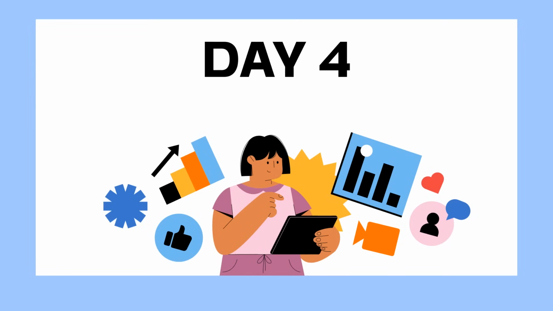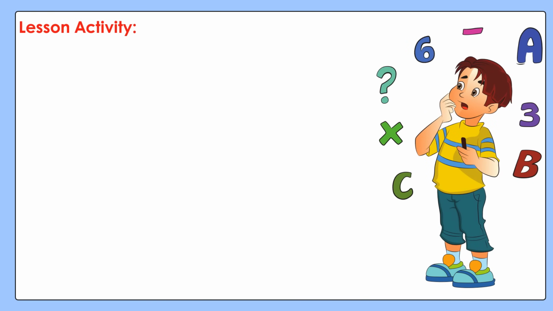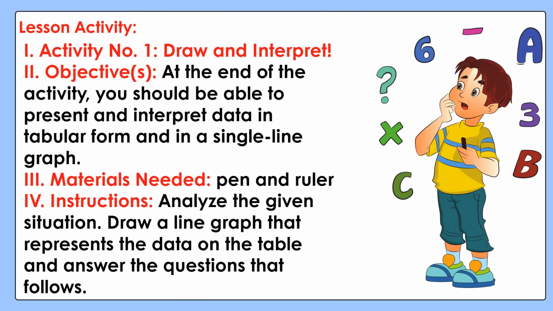Day 4. Lesson activity. Activity number 1, draw and interpret. Objectives. At the end of the activity, you should be able to present and interpret data in tabular form and in a single line graph. Materials needed, pen and ruler. Instructions, analyze the given situation. Draw a line graph that represents the data on the table and answer the questions that follow.